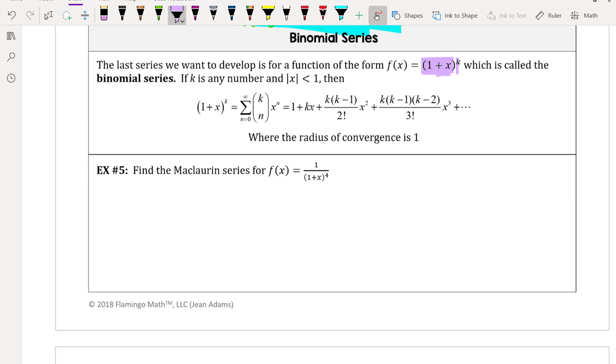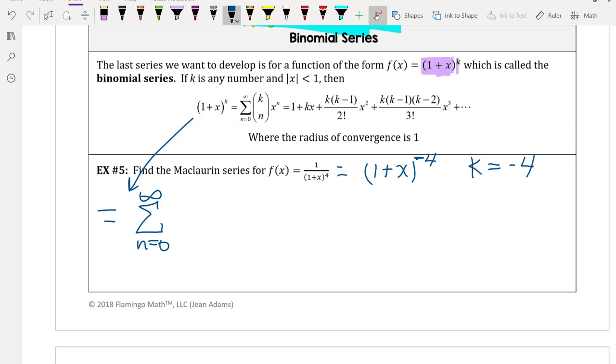So we're going to do it for 1 over (1+x)^4, which is kind of cool because what we have here, if we rewrite it in this form, is we really are going to have a binomial series with k equal to -4. So we can write it out this way using what we have here. So we're going to have the summation from n equals 0 to infinity of -4 choose n, x^n.